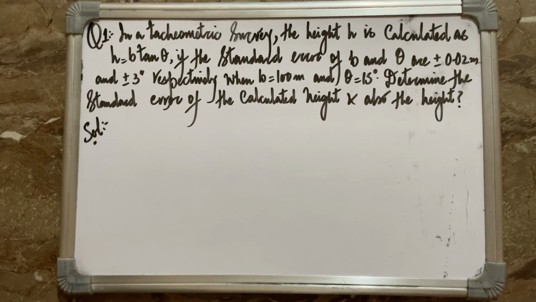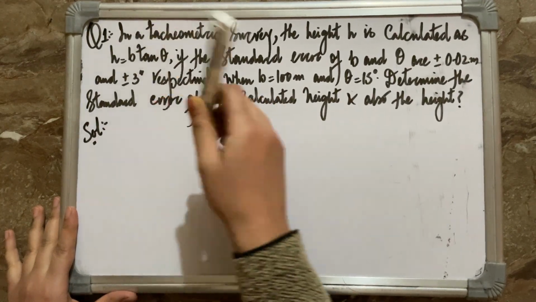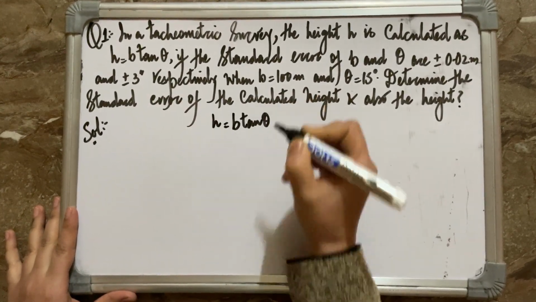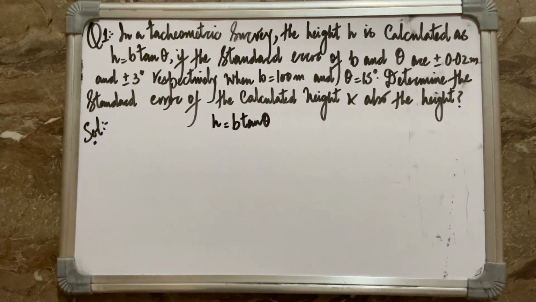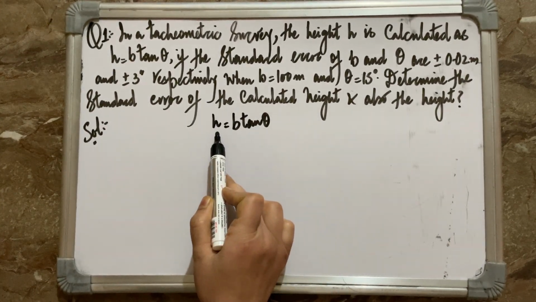We'll apply the same formula for the propagation of errors, that the combined effect of the errors of the observed quantities on the computed or derived quantity is found by differentiating with respect to each of the observed quantities and then summing them up to obtain the total effect. All right, so let's begin. As it's given, h is equal to b tan theta, we have to determine the standard error of the height.